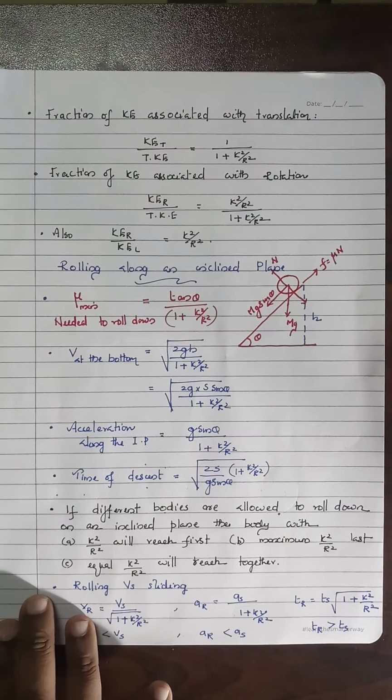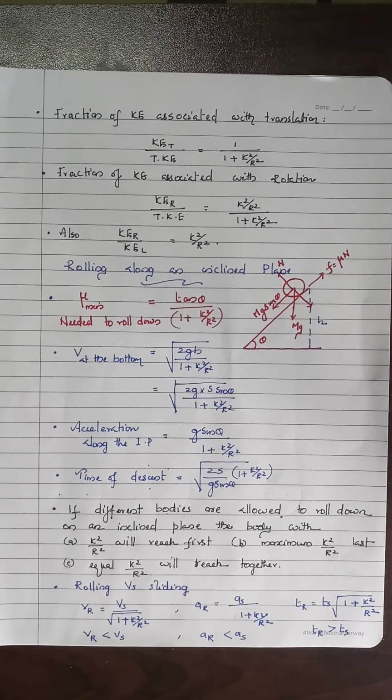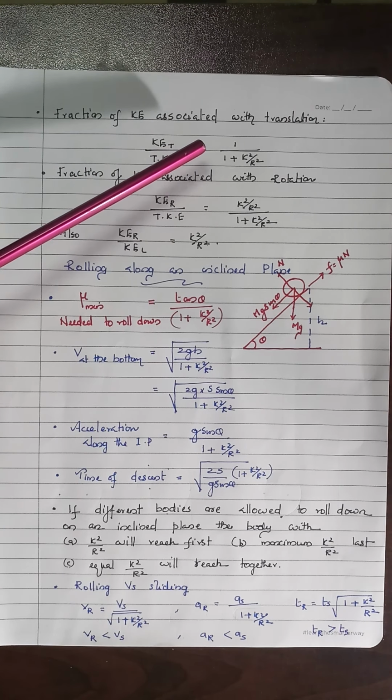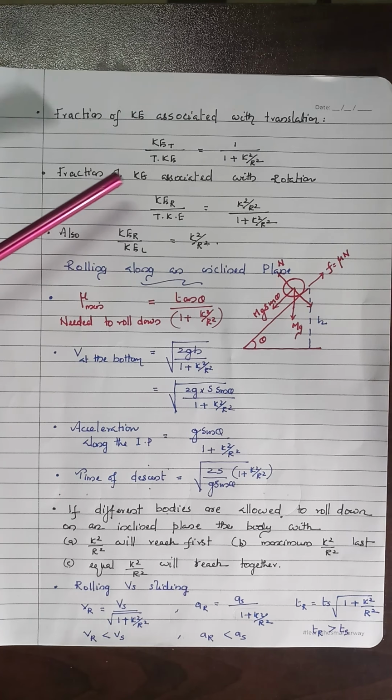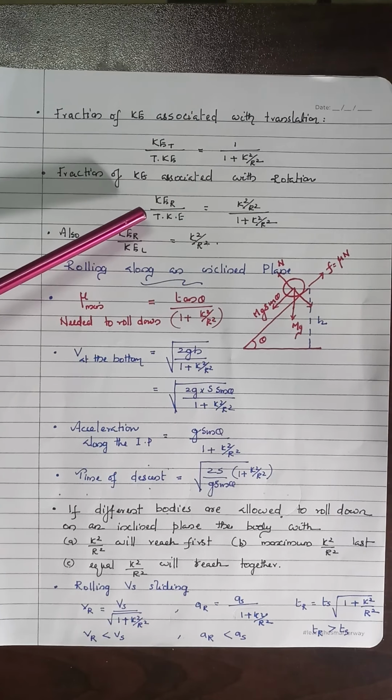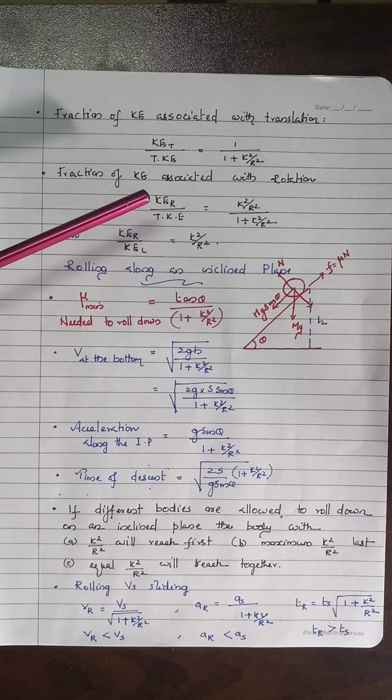Another very important concept is the fraction of kinetic energy associated with translation. The translational kinetic energy divided by the total kinetic energy is half m v square divided by half m v square plus half I omega square. You get the simple result 1 by (1 plus k square by r square). The fraction of kinetic energy associated with rotation is the rotational kinetic energy by the total kinetic energy, equal to half I omega square by half m v square plus half I omega square.